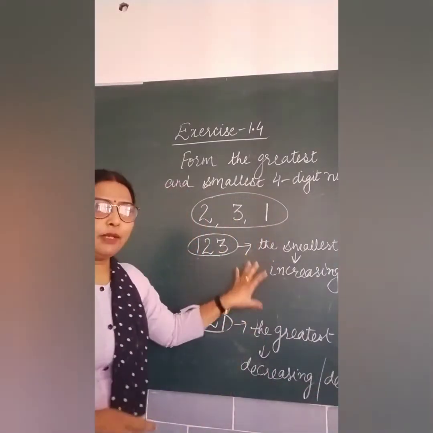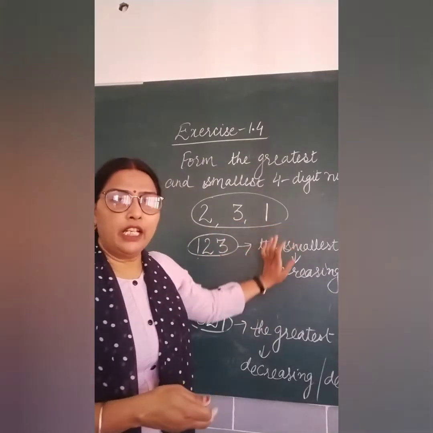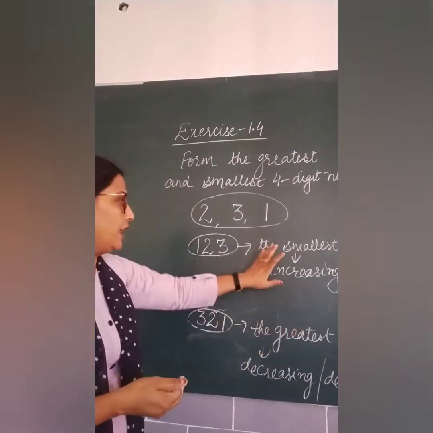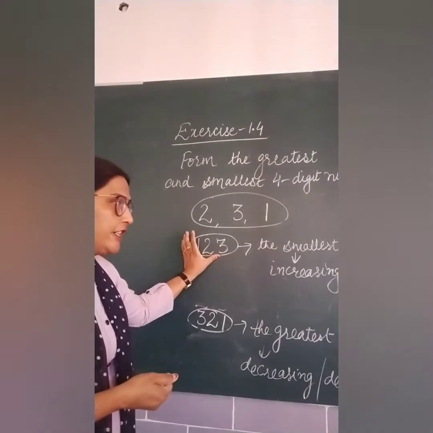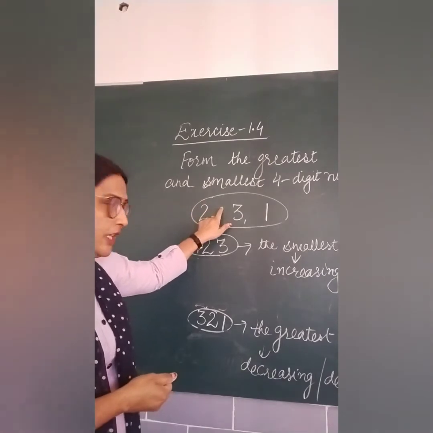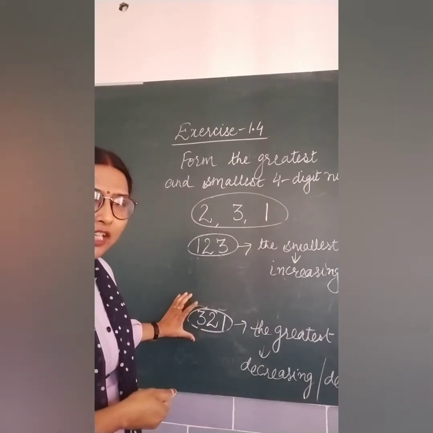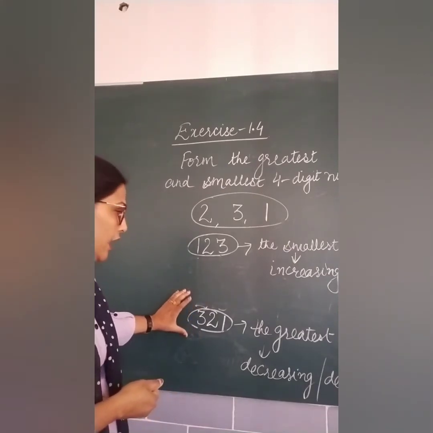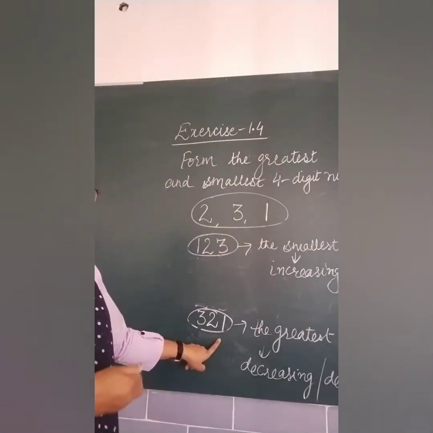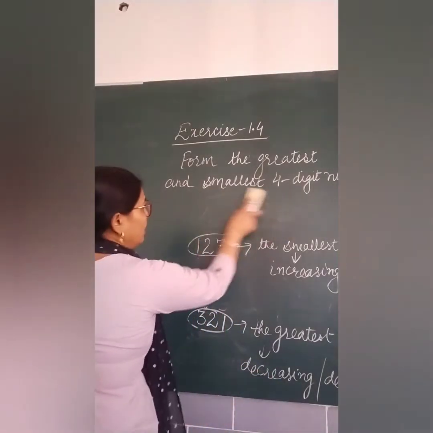तो यहाँ से बेटा हमने क्या सीखा? जब भी हमें गिवन डिजिट की हेल्प से ग्रेटेस्ट और स्मॉलेस्ट नंबर बनाने के लिए बोला जाए, और अगर हमें स्मॉलेस्ट नंबर बनाना है, then we will arrange the digits in increasing order. तो हमारे पास स्मॉलेस्ट नंबर आ जाएगा इन डिजिट्स का. Yes, and when we arrange these digits in descending order or decreasing order, then we will get the greatest number of these digits.